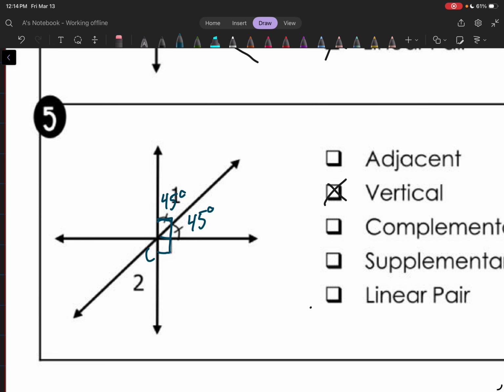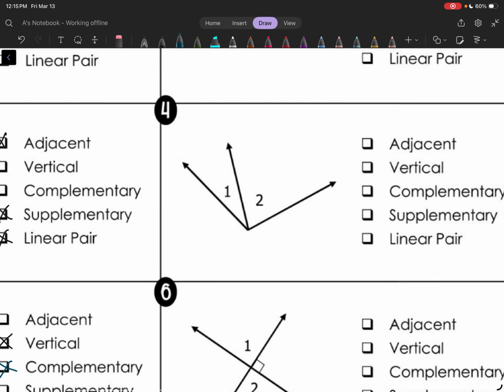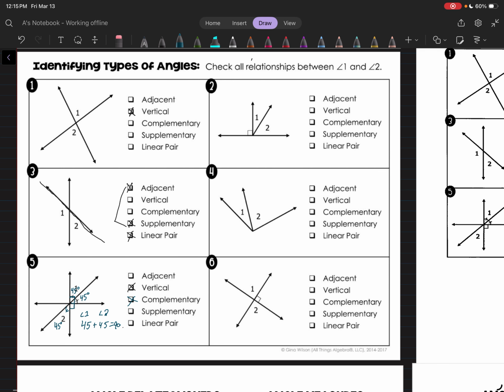Angle 2 is congruent to angle 1. We've already established that. Therefore, it is also 45 degrees. Angle 1 plus angle 2 is 90. Therefore, these are complementary also. Go ahead and try numbers 2 through 6.